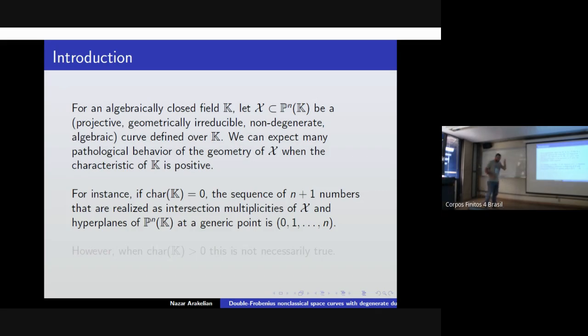you. Then when the characteristic is zero, the sequence is this classical sequence, 0, 1, etc. to n. Okay. However, this does not necessarily hold in positive characteristics. As a matter of fact, when the curve, well, I will introduce that later, but curves that have this sequence are called classical curves. So in positive characteristic, we may have non-classical curves.